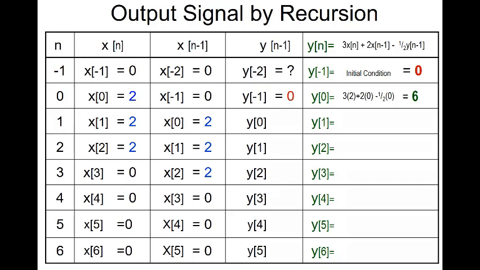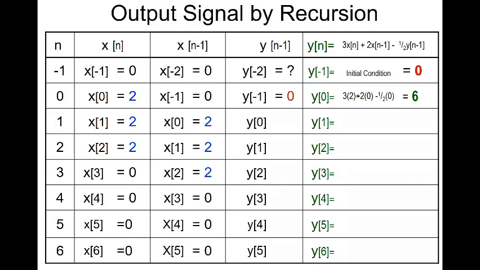Whoops, one place. Over here. And at n equals 0, we get a 6. See how we did that? Using the difference equation, the coefficients, we multiply them by the value in each of these rows, each of these columns, and add them up.